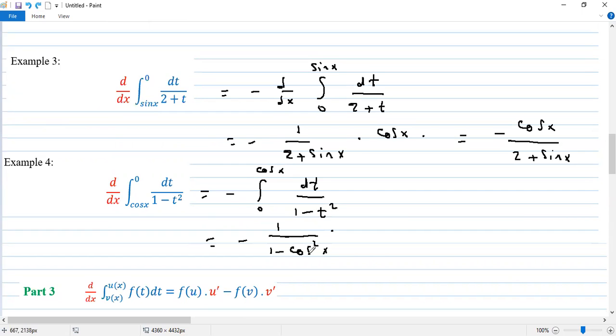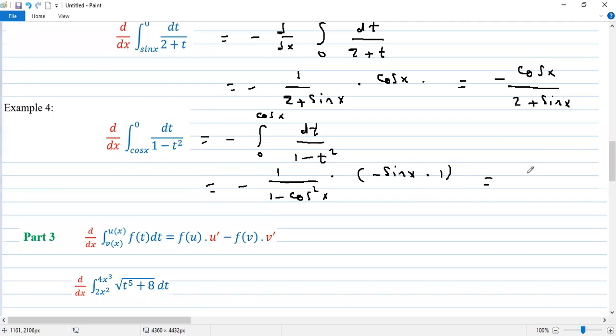Then the answer will be 1 minus t is cosine x, because cosine squared, times the derivative of cosine, which is minus sine x, times the derivative of x, which is 1. No need to write it. Then equal to, now this one will be minus, and negative is positive. So it will be sine x over, because 1 minus cosine squared is sine squared. And this can be cancelled, cancel sine with sine squared. 1 over sine is cosecant. So the answer will be cosecant x.